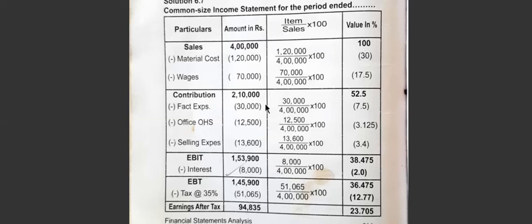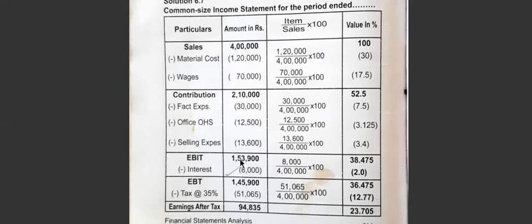Then to calculate the percentage, each item will be divided by sales. See here, 30,000 divided by 4 lakh into 100. Here 12,500 divided by 4 lakh into 100. Here 13,600 divided by 4 lakh into 100. So you will get all the values here. And then you will get EBIT. EBIT is 1,53,900. Here 38.475%.